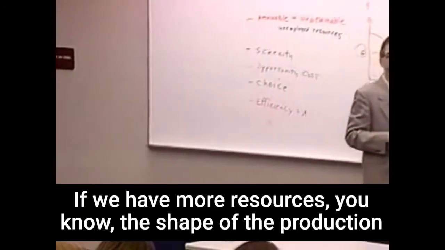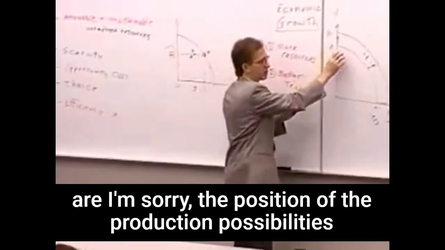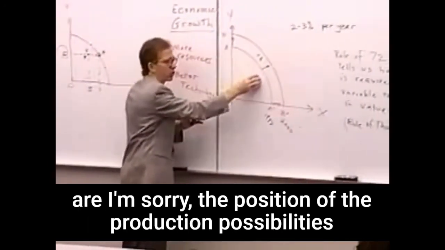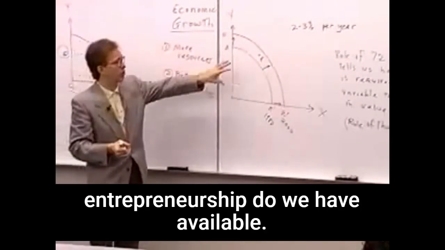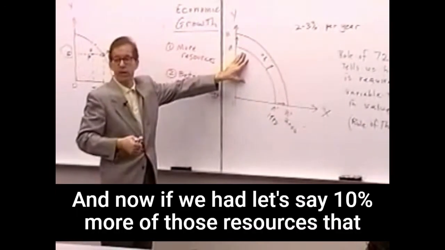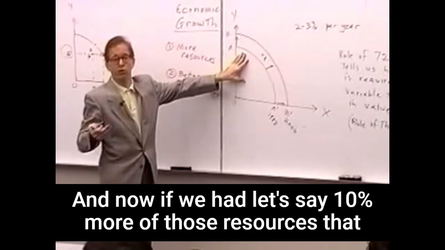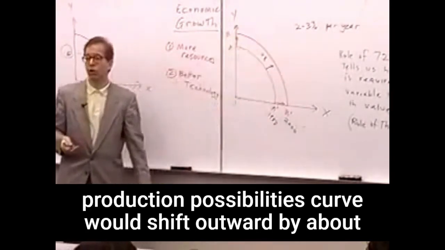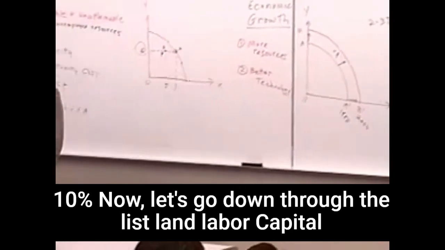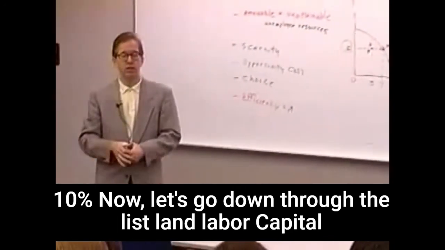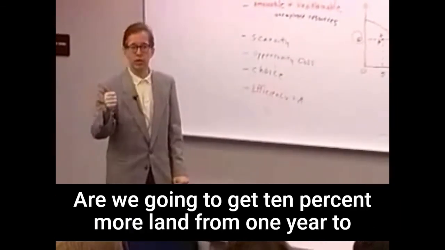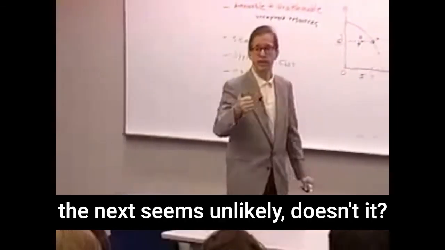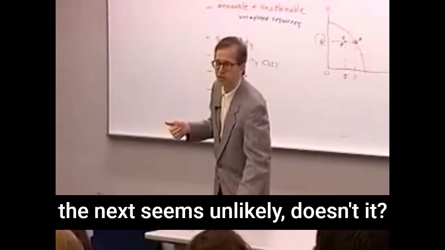If we have more resources, the position of the production possibilities curve to begin with was based on how much land, labor, capital, and entrepreneurship we have available. And now if we had, let's say, 10% more of those resources, that production possibilities curve would shift outward by about 10%. Now, let's go down through the list. Land, labor, capital, entrepreneurship. Land, are we going to get 10% more land from one year to the next? Seems unlikely, doesn't it?